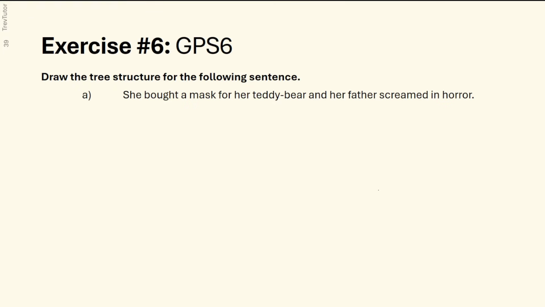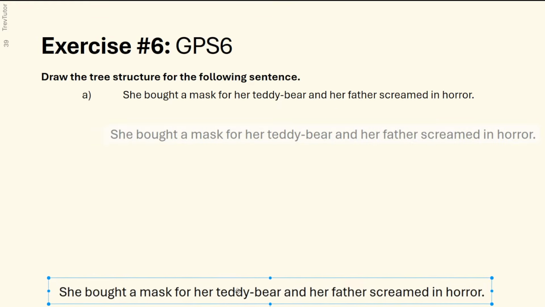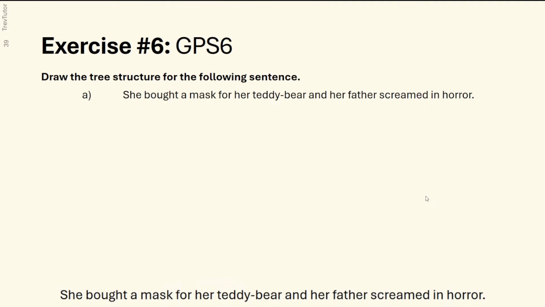So try drawing the tree structure for this sentence. And you can pause the video, try yourself. I'm going to do it now. I'm going to take a slightly different approach for this. So I'm going to do it bottom up. So I'm going to write the whole sentence at the bottom. In fact, I might just cheat because I have technology. So why not make this a little bit simpler.